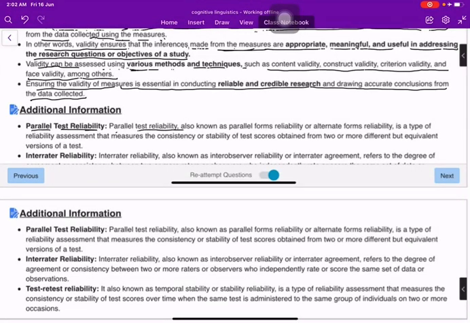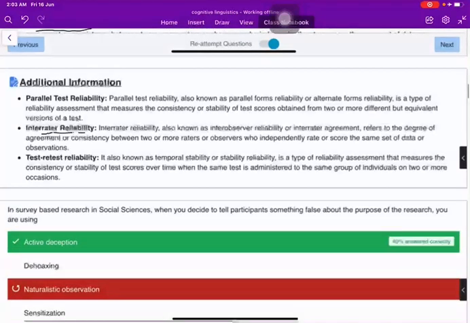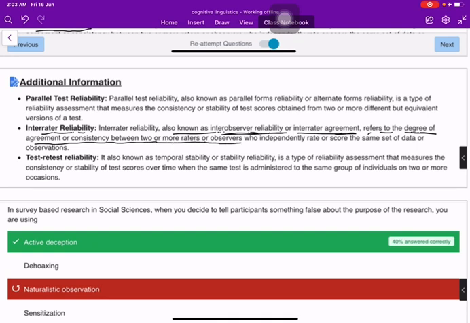Now, parallel test reliability, also known as parallel forms reliability or alternate forms reliability, is a type of reliability assessment that measures the consistency or stability of test scores obtained from two or more different but equivalent versions of a test. Now, inter-rater reliability, also known as inter-observer reliability or inter-rater agreement, refers to the degree of agreement or consistency between two or more raters or observers who independently rate or score the same set of data observations.